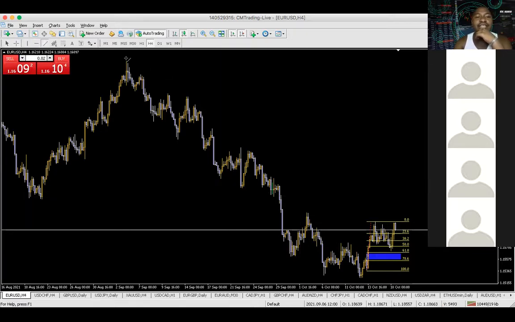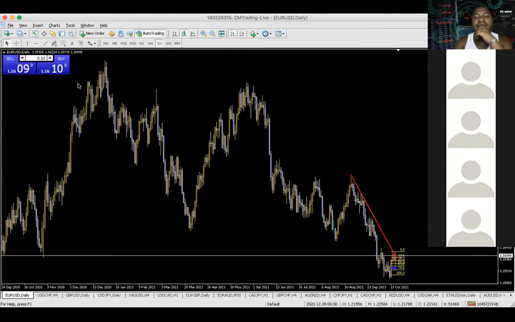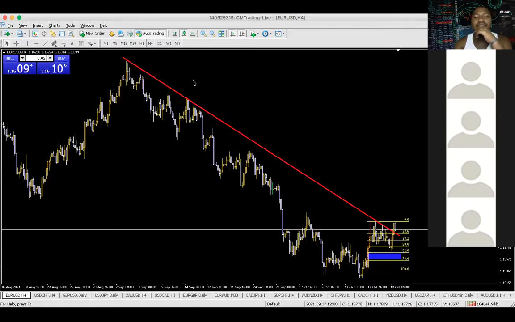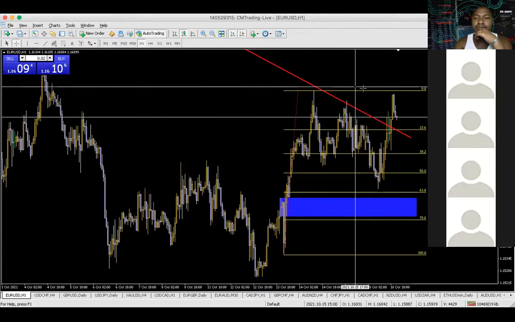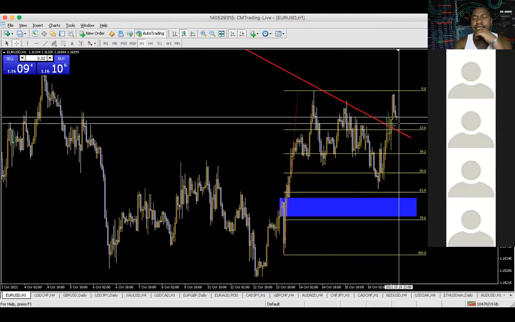Let's look at the trend. The trend is still bearish. But we're seeing some very important things. On the daily time frame we're still bearish, yes, but this is a retracement that we are seeing, right? This is a retracement that we are seeing in the USD. Are you going to take another buy? Let's see.